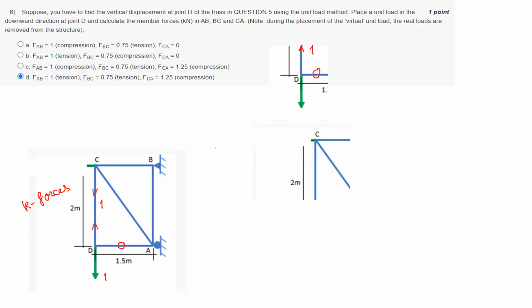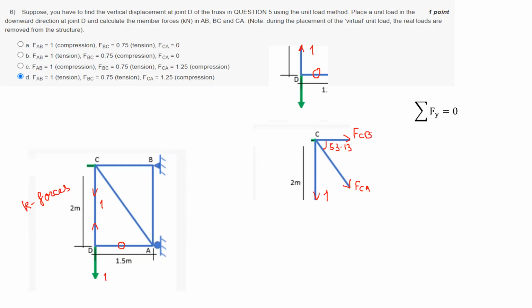Then we have to consider joint C. Now we have this as 1. We are considering joint C. At C we have this as 1. Then we have force FCA. This angle we have 53.13. And then this will be FCB.